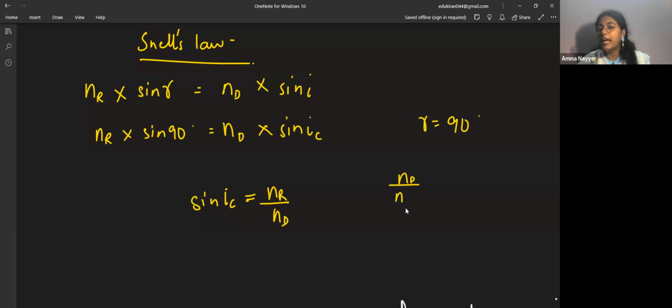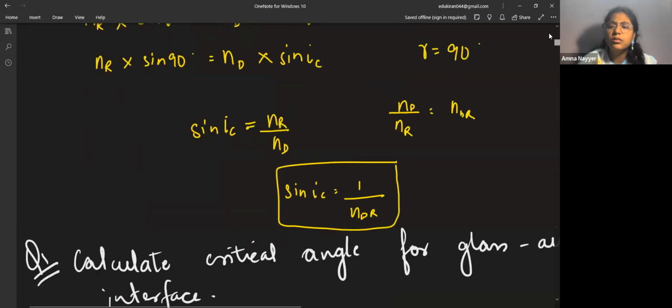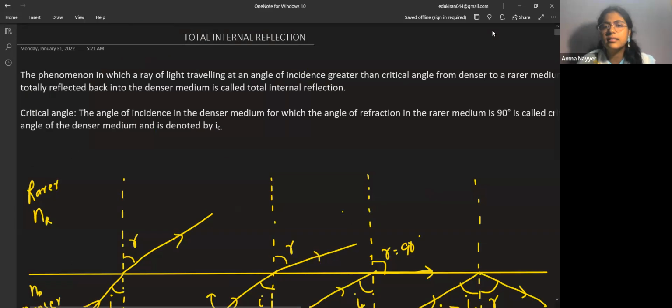ND by NR, we write it as NDR. So how will we write this? Sine IC will be equal to 1 by NDR. This is the formula. That's it. In the derivation, you have just this. You just have to remember these. We'll see questions also. But first write it down. Then I'll discuss the questions.